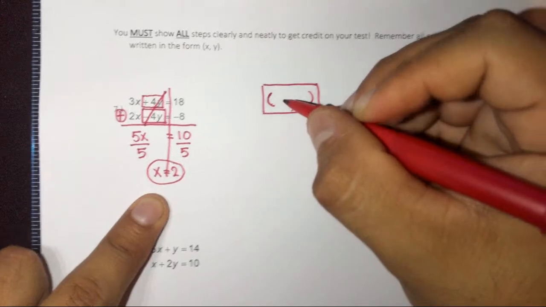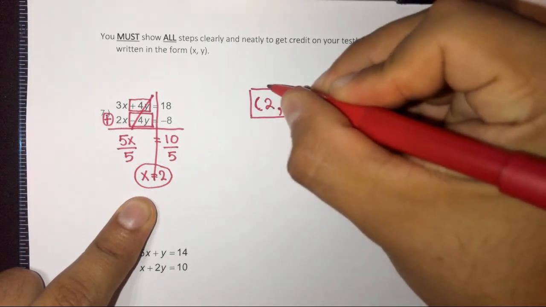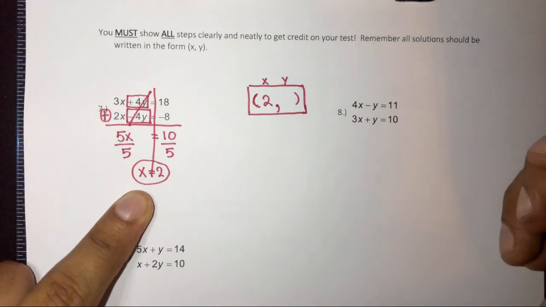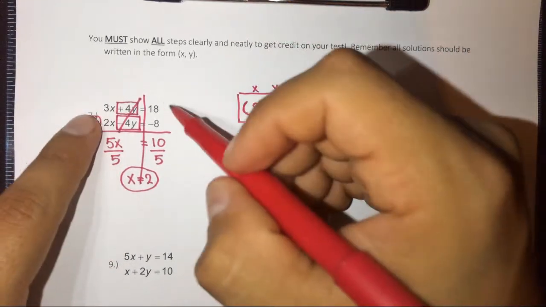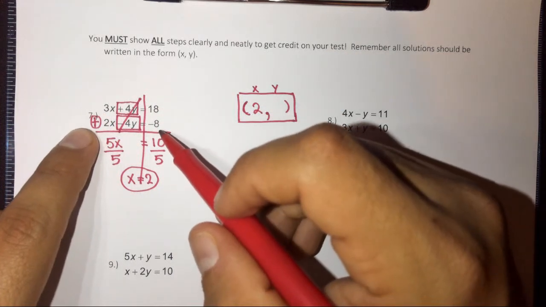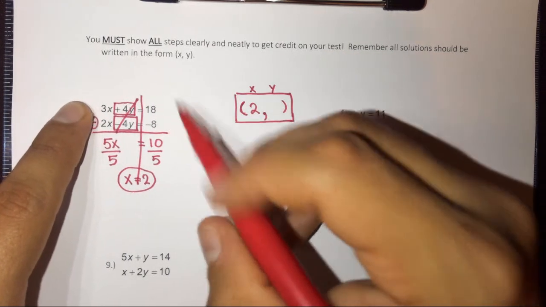Immediately I'm going to go over here and put my 2 in for the x in my point. Okay, my point is always x, y. So I can plug in the 2. Now I go back up and I want to use the easier of the two equations. Even though the bottom one has smaller numbers, the top one is all positive, so I'm going to use the top.